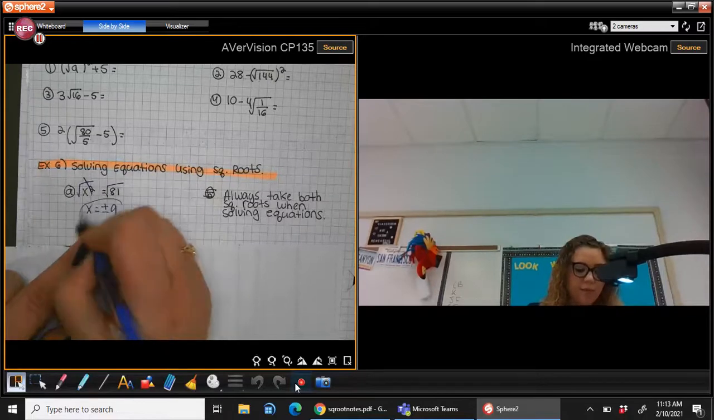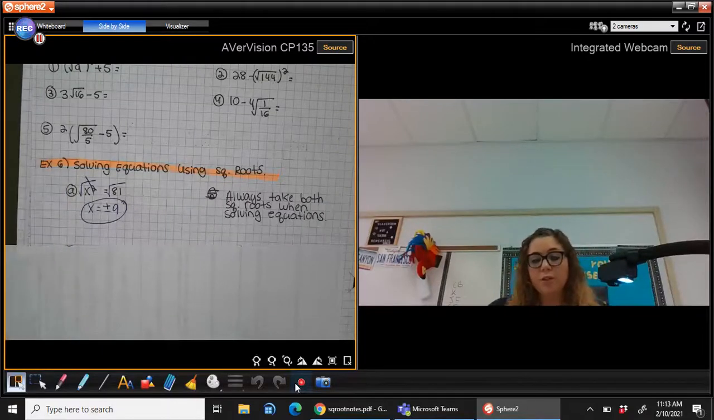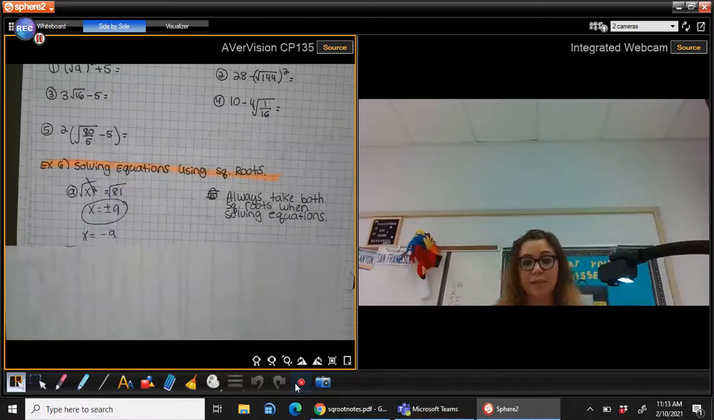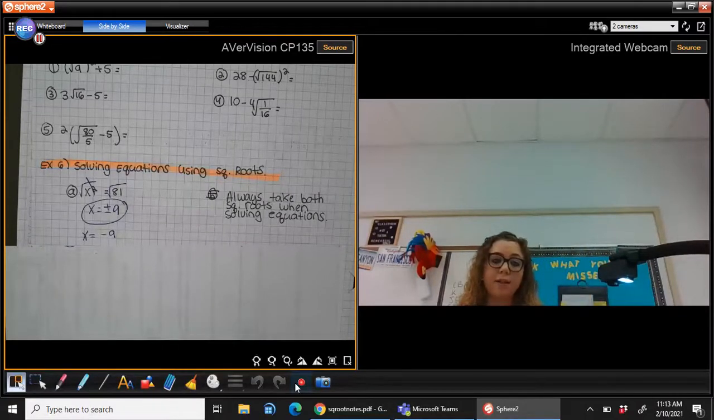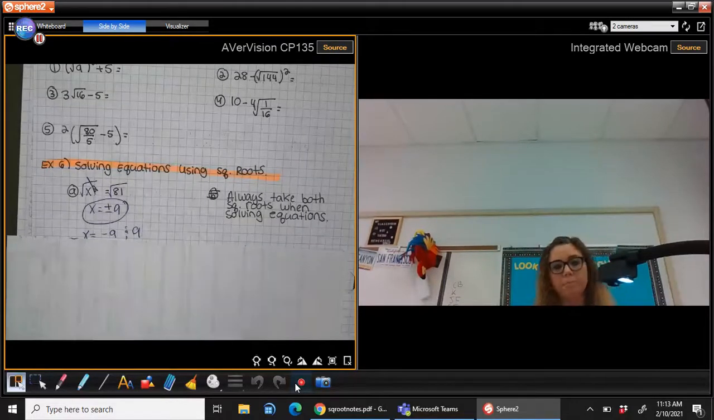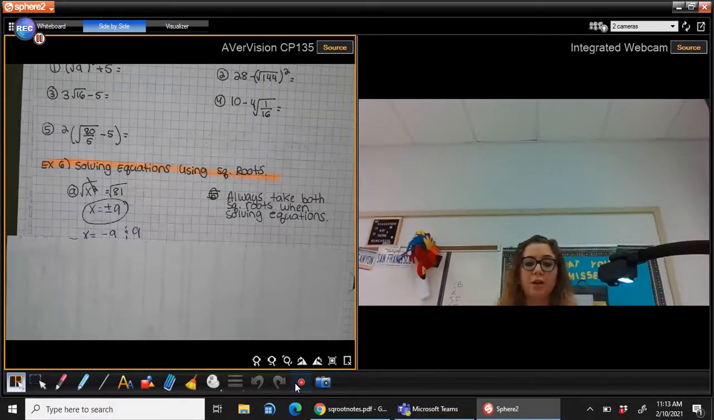So this time we're solving equations, okay? So we're trying to find the value that would make this equation true. Well, there's 2 values that would make it true. It would be when x equals negative 9, because negative 9 times negative 9 gives you a positive 81. And it's going to be a positive 9, okay? So keep that in mind when you're solving equations, okay, that you have plus, and you also have the negative 2.